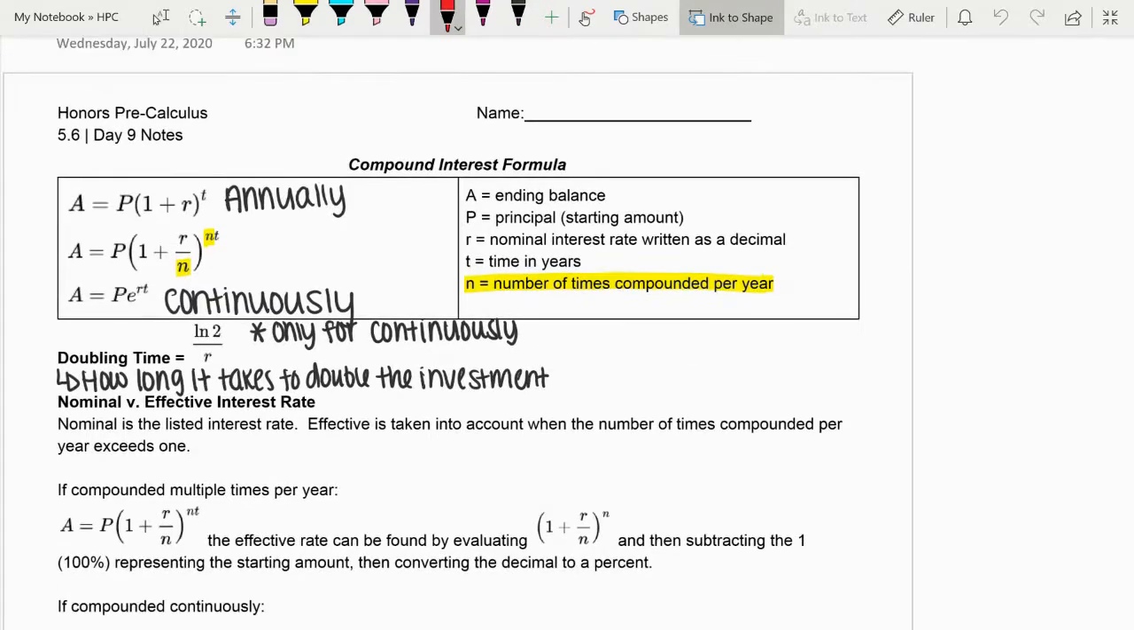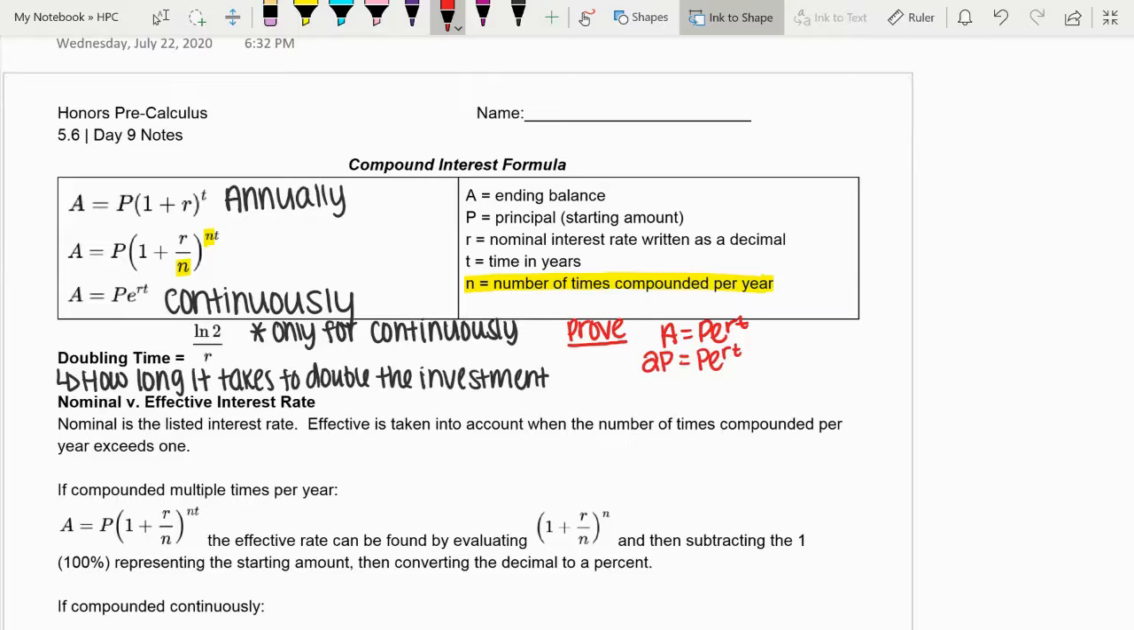Okay, so let's take a second and prove this. So we use doubling time only when we are talking about continuous compound interest. So we have A is equal to P times E to the RT. So A again is our ending balance and P is the principal or the starting amount. So if I want my ending amount to be 2 times the principal amount, the beginning, I'm going to write this as 2P is equal to P times E RT.